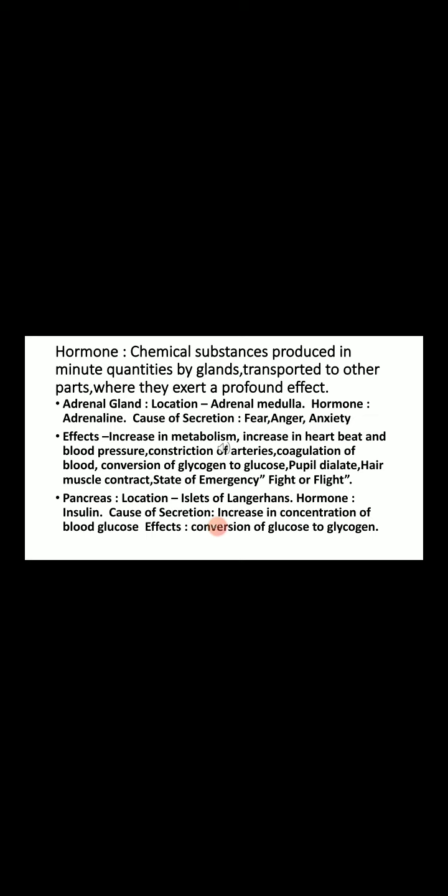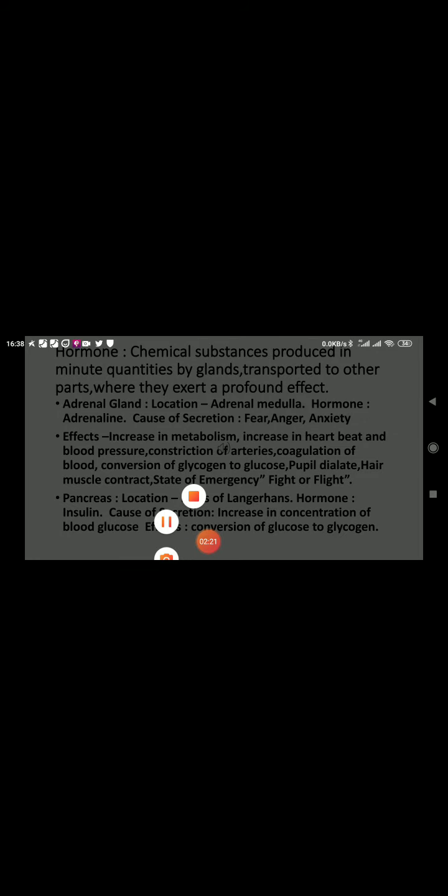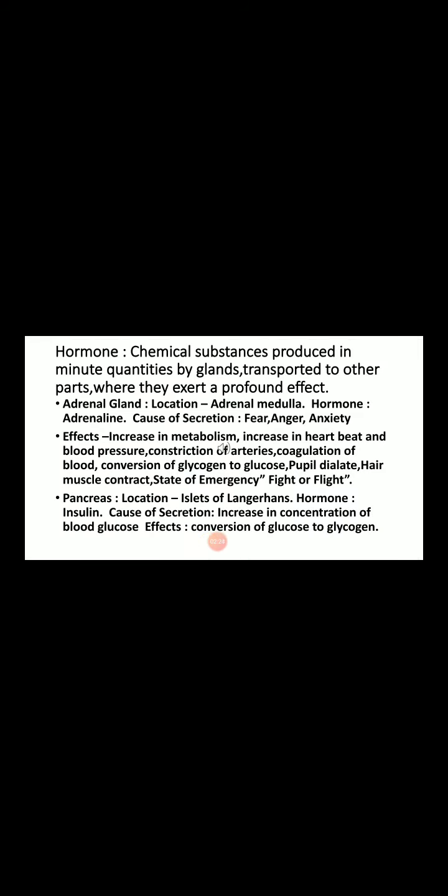Now, adrenal gland. Dear students, we have to study these two glands only, which are described in the Cambridge syllabus. One is adrenal gland and the other is pancreas. The adrenal gland's location is on top of the kidney. They are a paired structure, two in number, present on top of the kidneys. They produce a hormone, adrenaline. The cause of secretion of the hormone is fear, anger, anxiety.